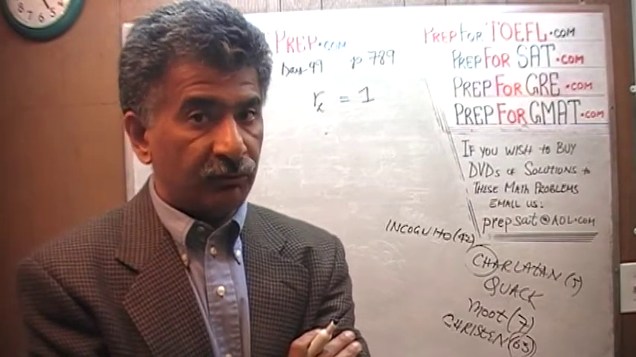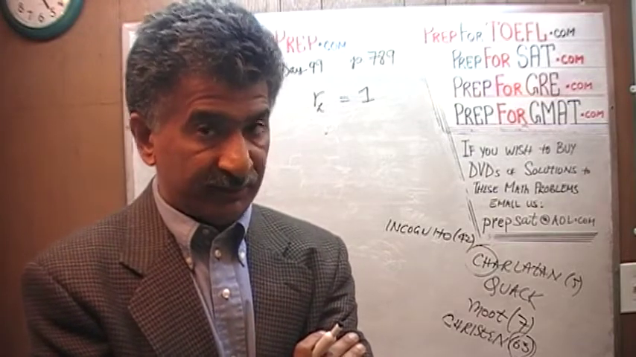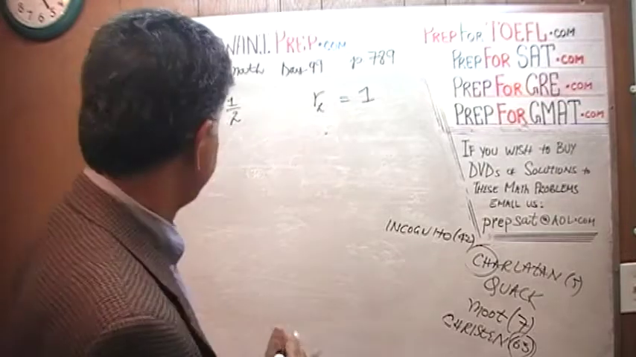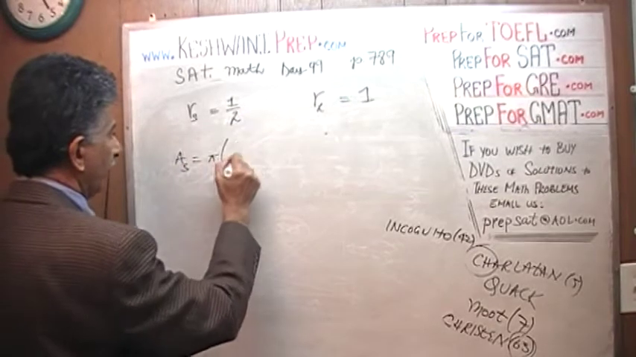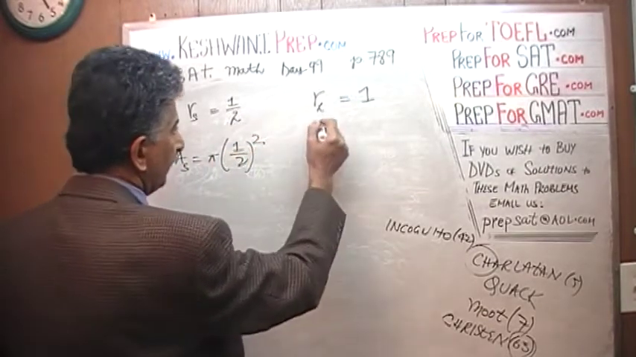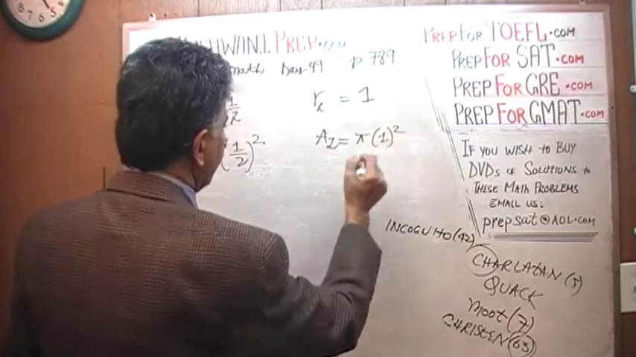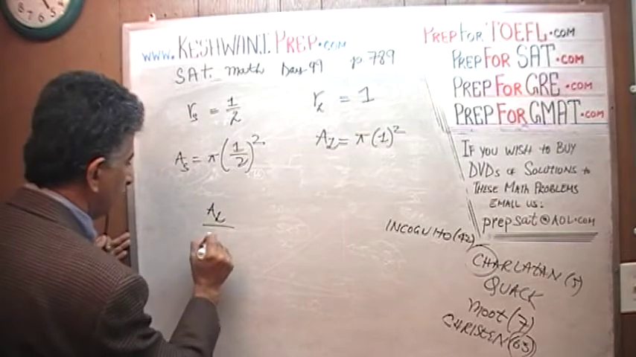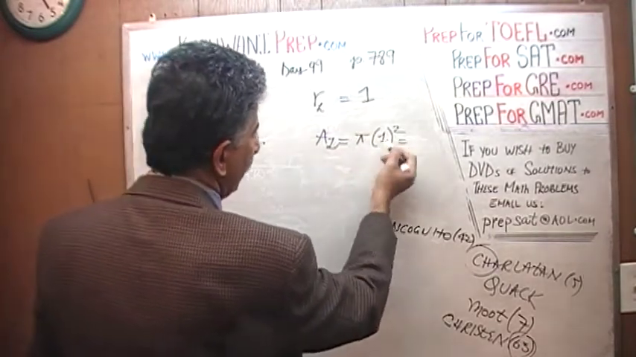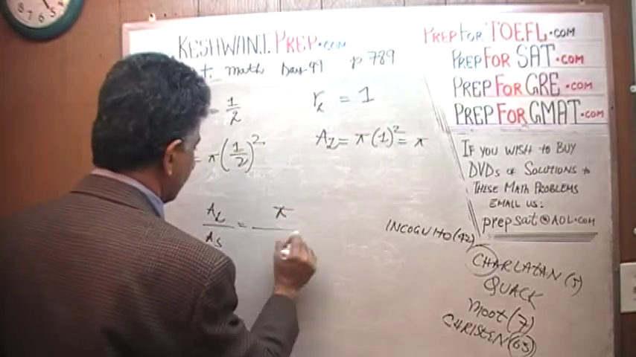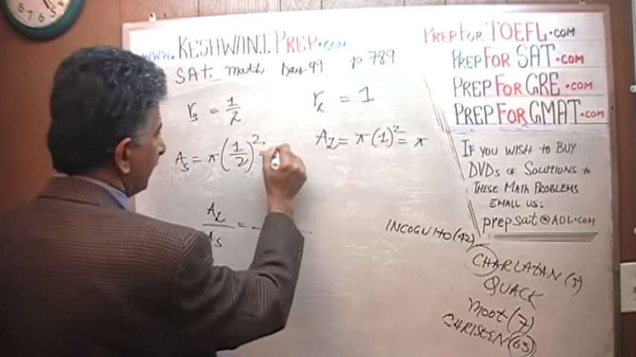If the radius of the large circle is twice as much as the small circle, the area of the large circle is not twice as much. It's something different than that. Let's find out, shall we? Area of the small circle is going to be pi r squared, which is half squared. And area of the large circle is going to be pi r squared. They're looking for the ratio of the large circle to the small circle. Large circle is pi r squared, which is just 1 times pi, which is pi. And on the bottom we have pi times 1 half squared, which is pi over 4.